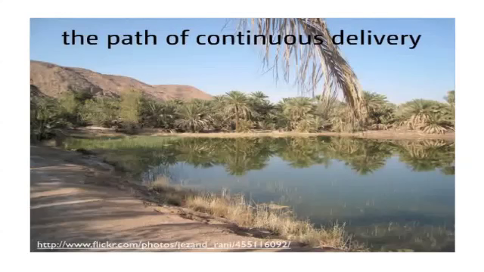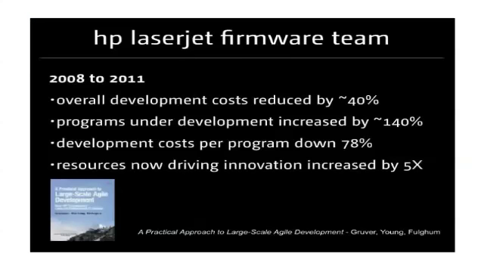So, I'm going to discuss a case study from an organisation that moved to continuous delivery in 3 years. And this is not a ThoughtWorks customer, and hence I can name it. And actually there's a book coming out later this year by the people who achieved this change. It's called A Practical Approach to Large-Scale Agile Development by 3 guys, Ruger, Young and Fulgham. It's coming out, I think, November this year. This was the HP LaserJet firmware team, the people who built the firmware for LaserJet.